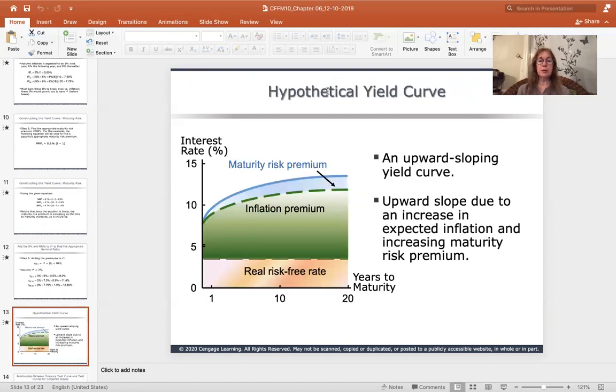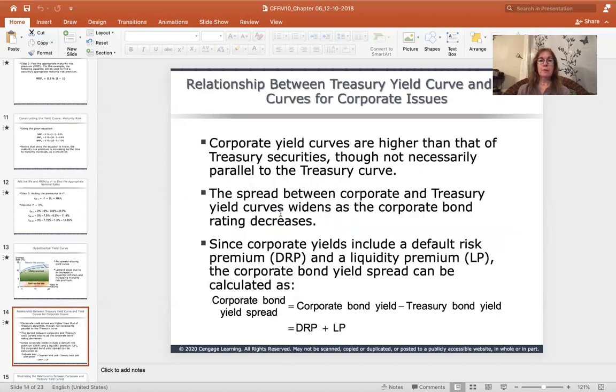This is just showing this hypothetical yield curve where you have your risk-free rate, you have your inflation premium, and then you have this maturity risk premium. Those all are added together.